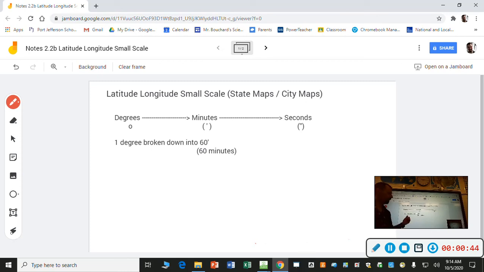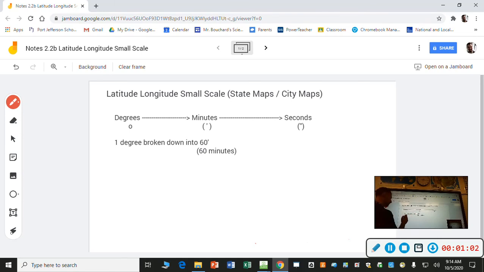Minutes and seconds, in this case, have nothing to do with time. This is all angular measurement. So if you're not familiar with those units, I'm going to teach you the way it works. All right, so 1 degree is broken down into 60 minutes.